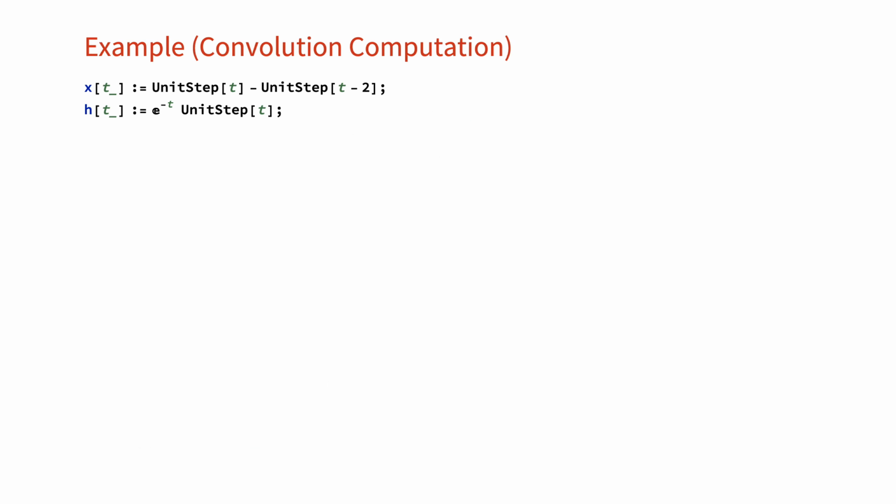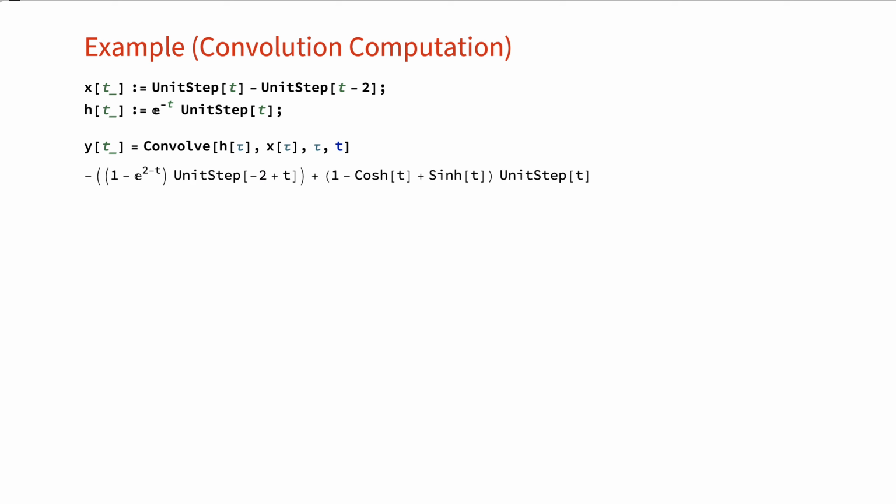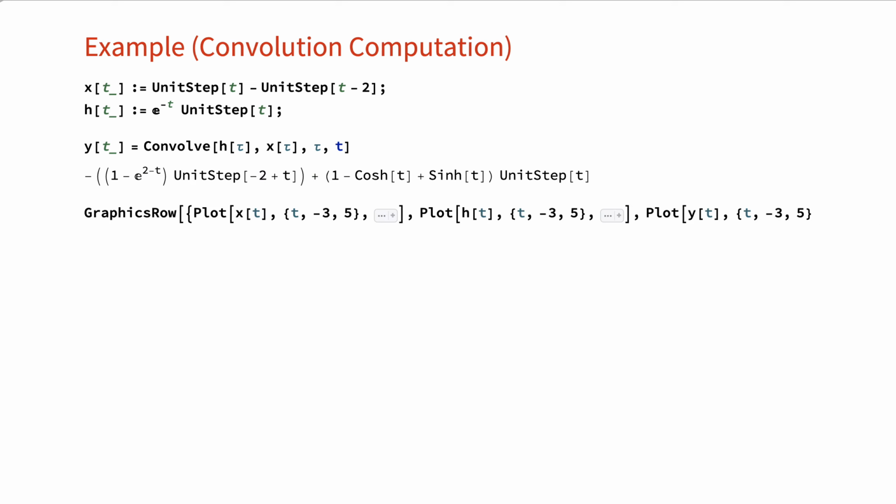As another example, let's convolve these two signals, x of t and h of t, as indicated here. Again, using the Wolfram language, we can compute the convolution, and plotting the results shows how the output signal changes over time.